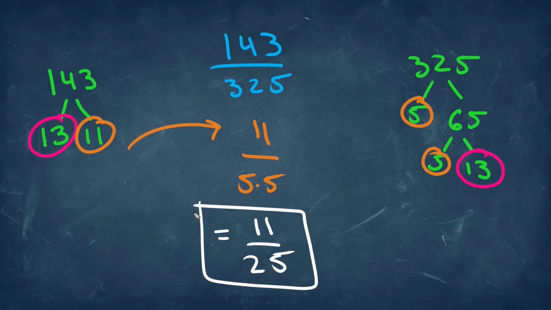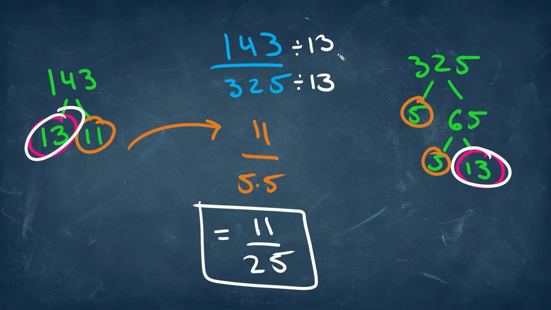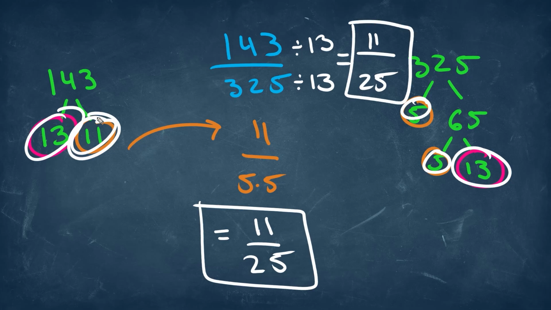Now, if you wanted to go the normal route, since 13 was found in both, that means that we would divide top and bottom by 13. If we divided the top by 13, we would get 11. And if we divided the bottom by 13, we'd get a 5 and 5, which would be 25. So you could do it either way, but the quickest way is going to be taking the leftover parts, the greatest common factor, to simplify your answer.